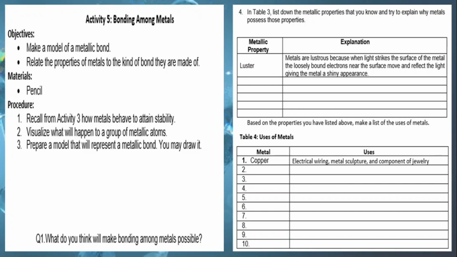Last activity is bonding among metals. Objectives of this activity is to make a model of a metallic bond and relate the properties of metals to the kind of bond they are made of. Materials: pencil.